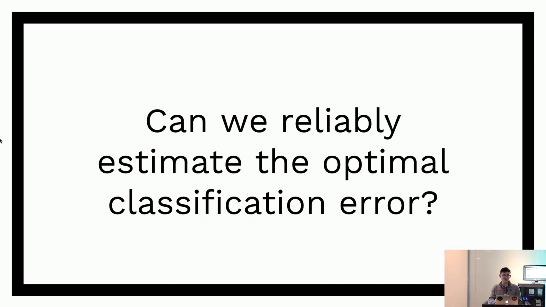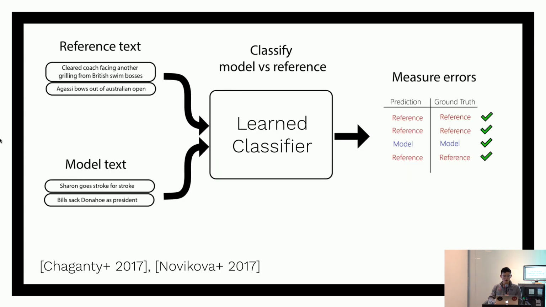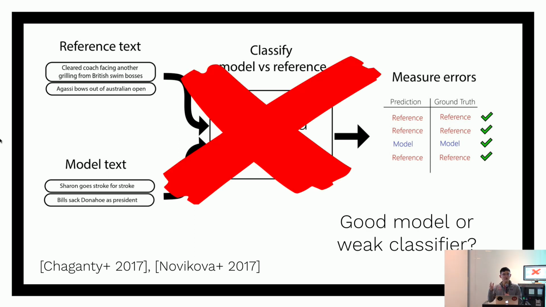Of course, you might ask the natural question, how do we estimate the optimal classification error? You might think that this looks a lot like the discriminator of a GAN, and that you could just learn a classifier. Unfortunately, this doesn't work because you can never have any guarantees when you learn a classifier of how close it is to the optimal classifier. In particular, if a generative model gets a good score on a learned evaluation, you can never tell whether it's a good generative model or just a generative model that's exploiting the weaknesses of a bad classifier. And so this doesn't work because you never have any guarantees.